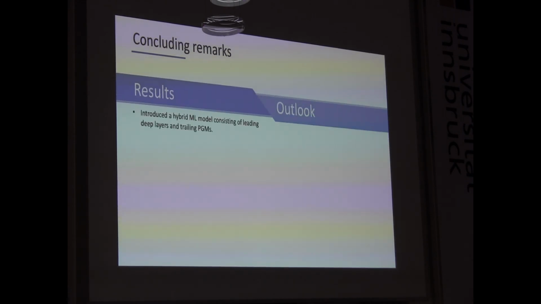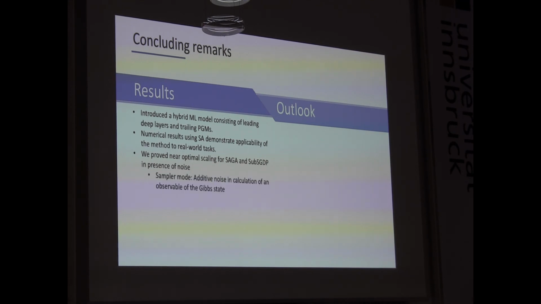So I will conclude. What I tried to do is to show that hybrid models, where you use leading deep learning and trailing energy-based models, are perhaps useful. We showed the scaling of them. We showed numerically that they work for complicated tasks that are known to be complicated. They're not toy problems. The scaling for average gradient descent techniques is near optimal for them, where scaling means the number of calls to, say, a quantum annealer. You can use it in a sampler mode or use it in an optimizer mode, and for both of them, we have theorems to prove this.